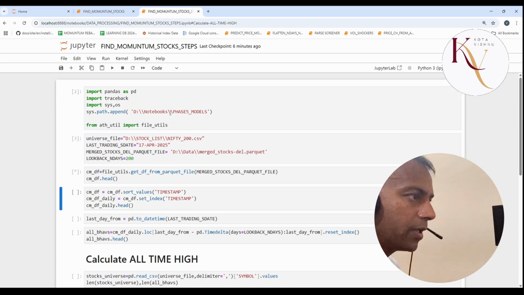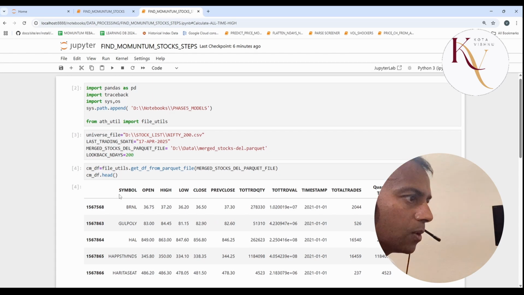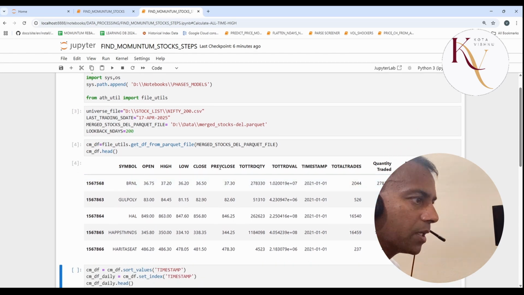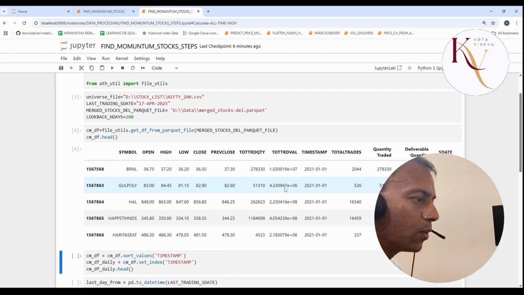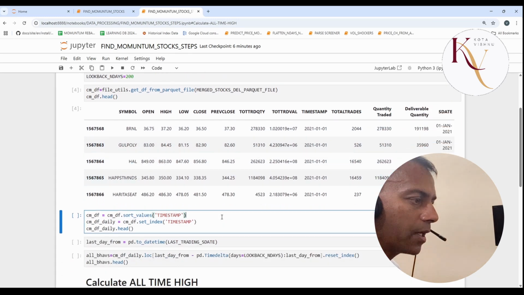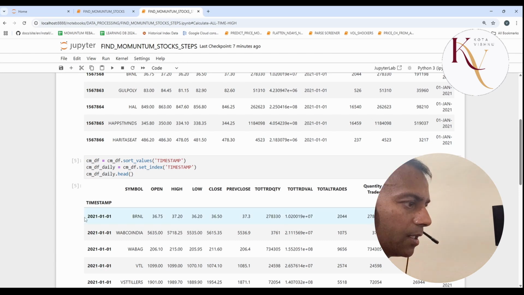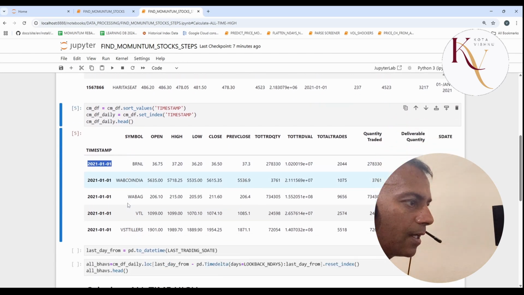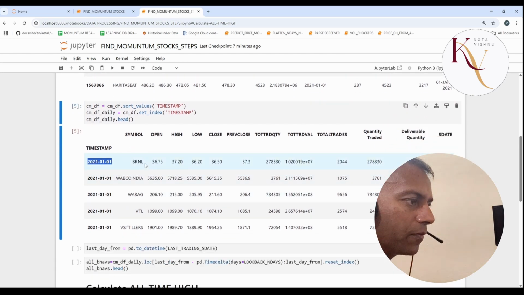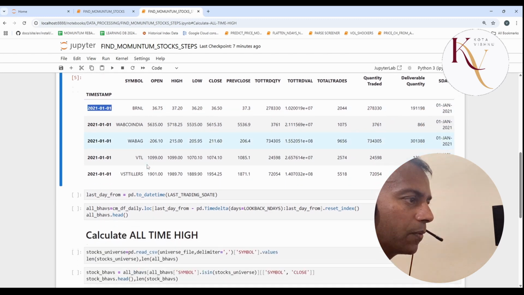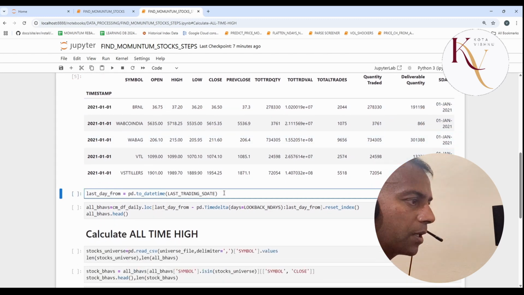So let's run this code. Here you can see we have symbol, open, high, low, close, and the delivery quantity. But for our case, let's sort them by the date. If you see the head, I have data from January 2021.